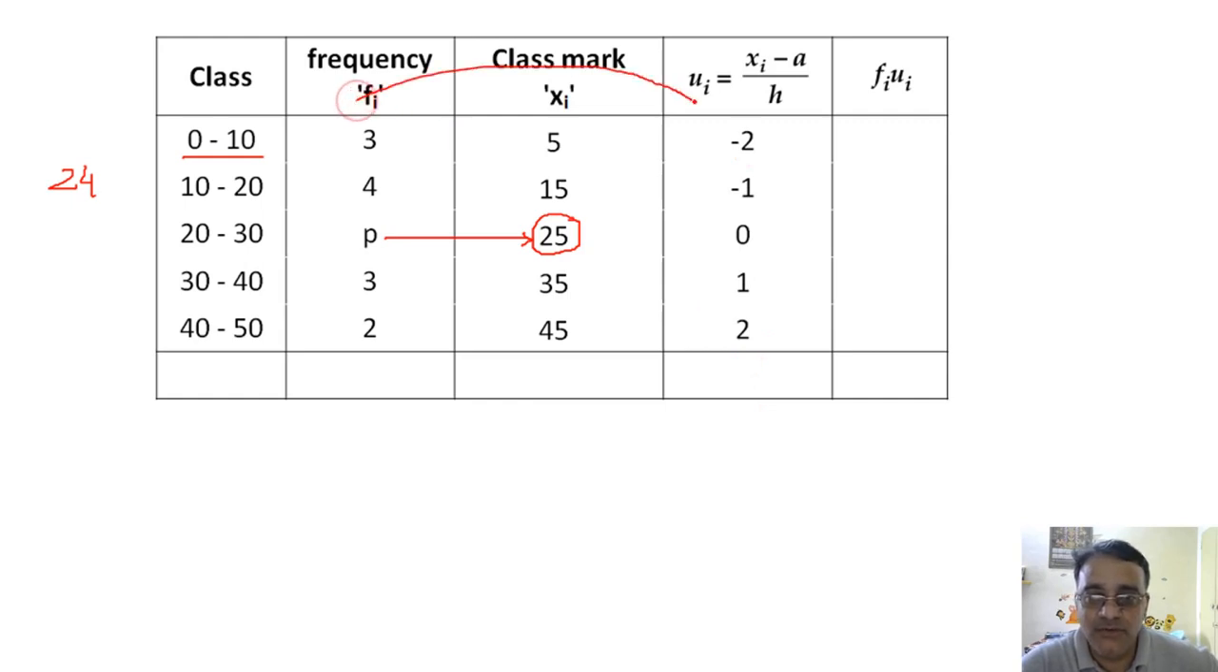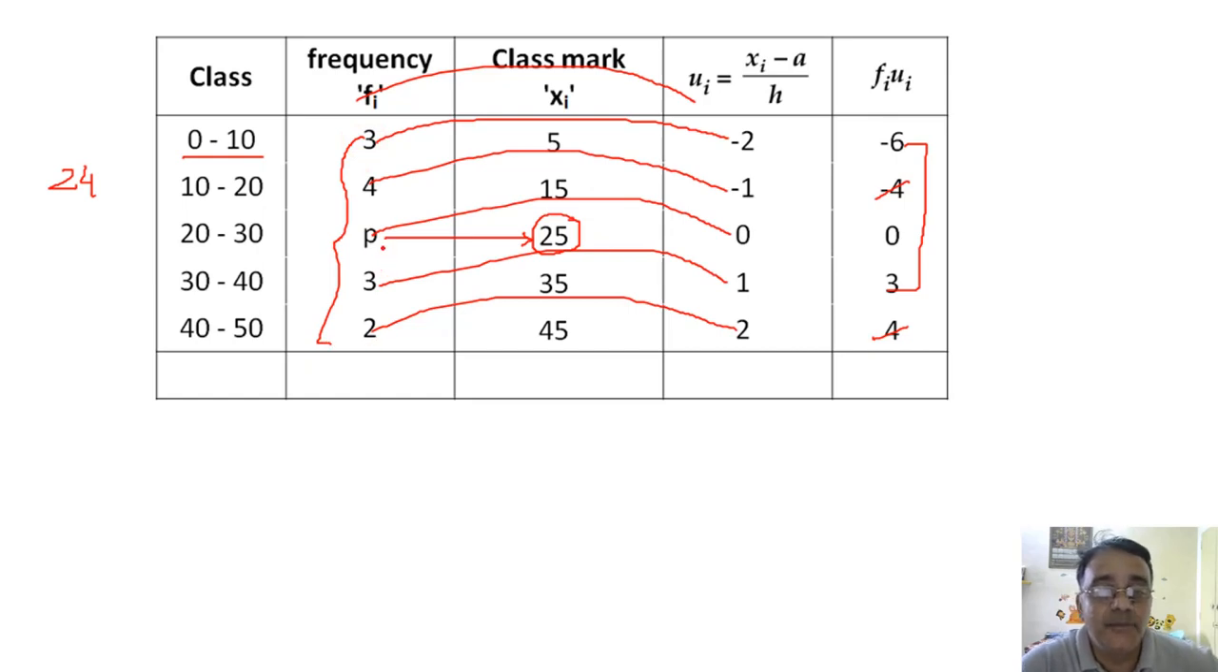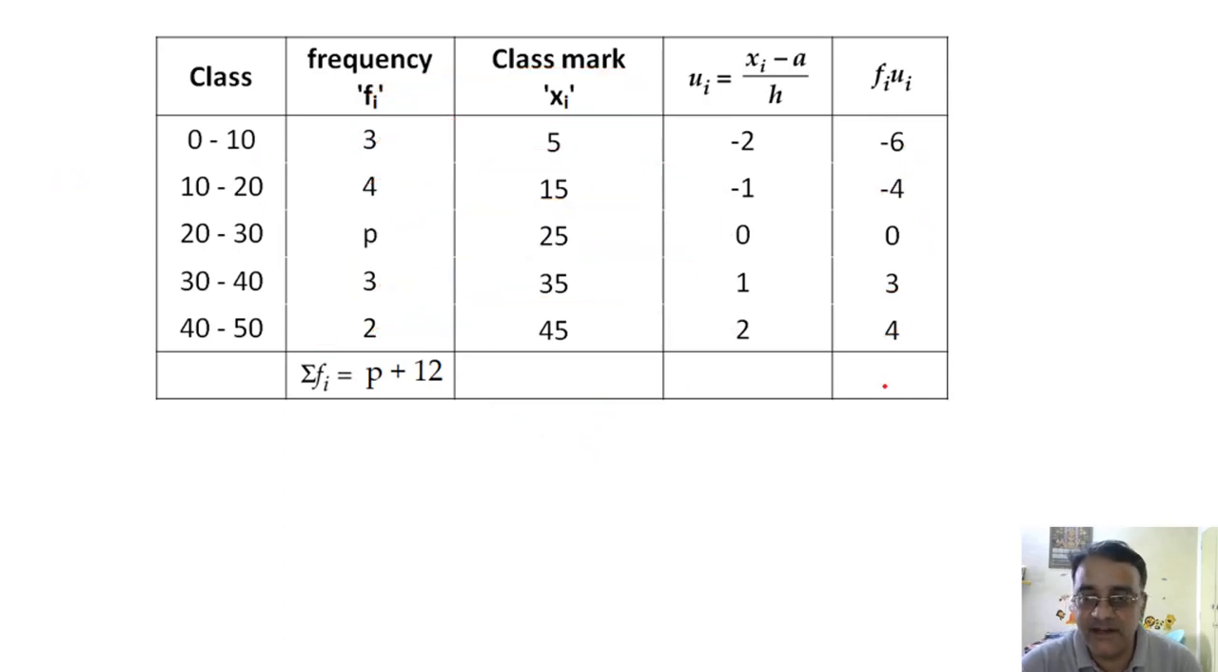Okay, now f into u. First 3 into minus 2, minus 6; 4 into minus 1, minus 4; p into 0, 0; 3 into 1, 3; 2 into 2, 4. So we'll get minus 6, minus 4, 0, 3, 4. So 4 and 4 we can cancel, and minus 6 plus 3 will be minus 3. And this total frequency is P plus 12. Okay, P plus 12, and here we will get minus 3.